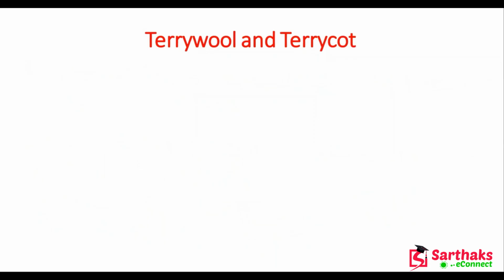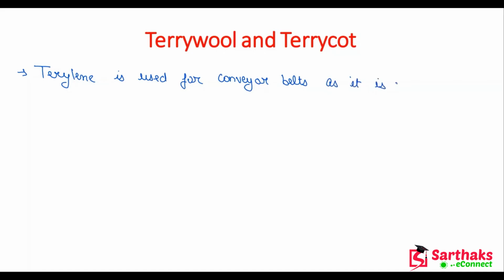Now the next point we are going to discuss is terylene. Terylene is a type of polyester. Terylene is used for making conveyor belts because it is very elastic.